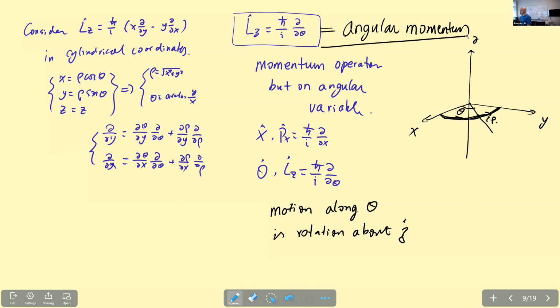Right, because this differential is very similar to the definition of the momentum, but along the x direction. But now this is very much like a momentum along the angular direction. So we know that the motion along this theta, if we don't change c, will be purely rotation about the axis. That means you have angular momentum instead of a momentum. So this gives us some kind of sense about this definition of angular momentum.